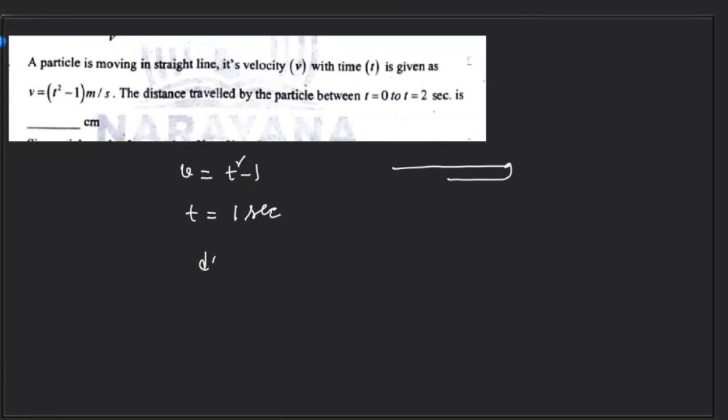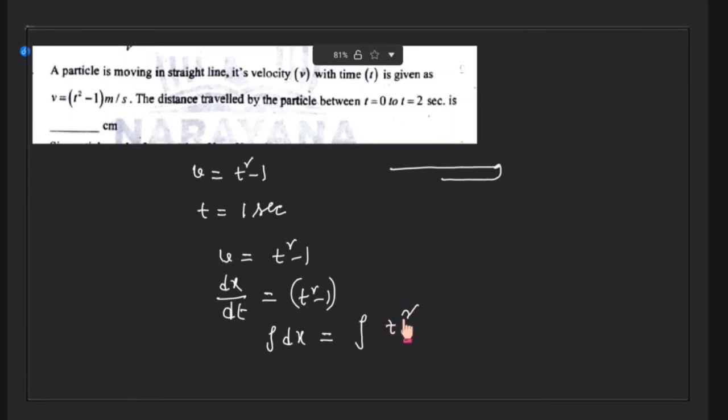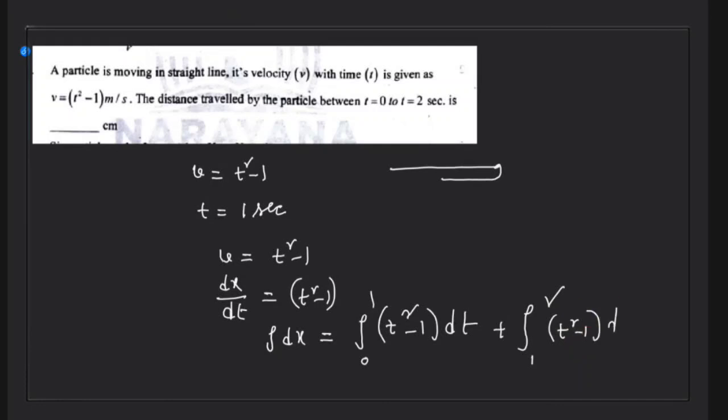I could say v is equal to dx by dt, and dx by dt will be equal to t square minus 1. Now this x, or the integration of dx, will be equal to the integration of t square minus 1 into dt, from 0 to 1, plus the integration from 1 to 2 of t square minus 1 into dt, right?